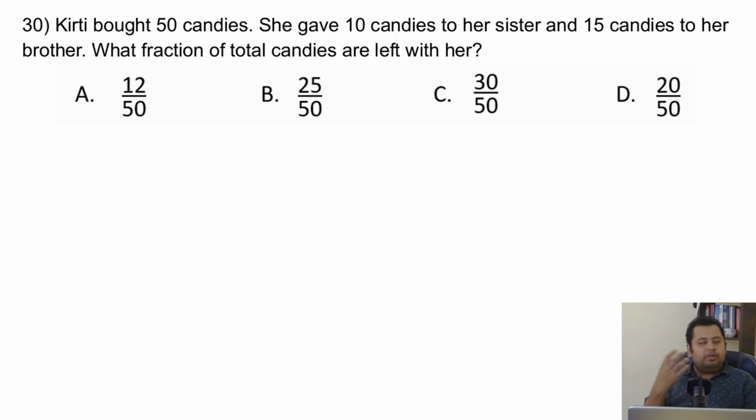Now what is left with her? You can find that out by subtracting from the total candies, and then the fraction is nothing but what is left with her divided by the total, right? Do that, and then we'll look at the solution.